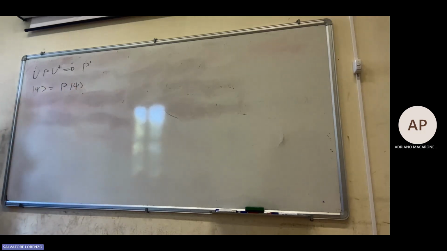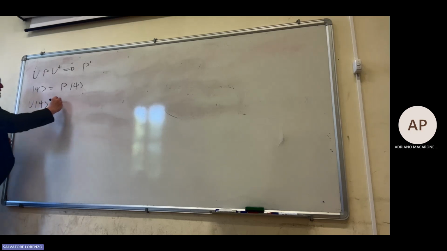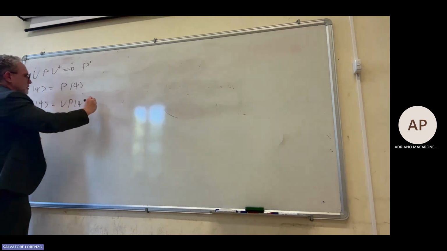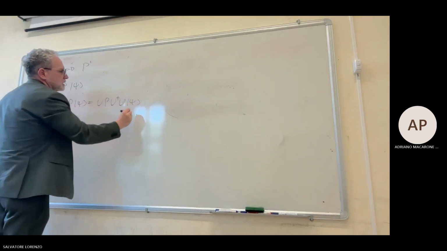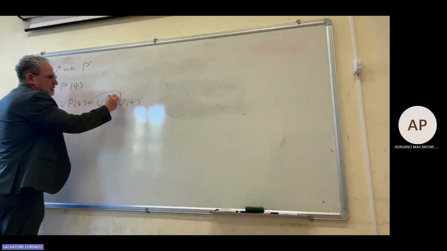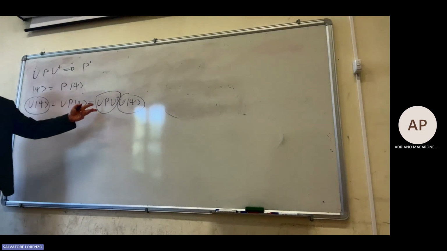Then if we try to transform this equation with this unitary operator, this is simply U P_i, that is U P_i U dagger U. So we have that this state, the stabilizer state transformed, is again a stabilizer state with respect to a transformed Pauli string.